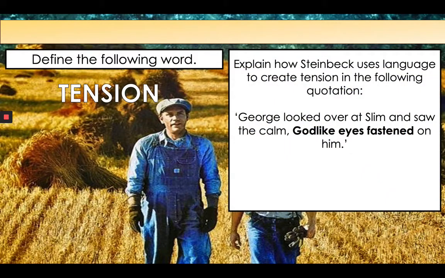So today we are going to be thinking about tension, and specifically how Steinbeck creates tension in chapter 3 of the novel. So first of all, I want you to think about what is tension? How would you define the word tension? So what I'd like you to do is pause the video and have a go at writing down in your exercise book what you understand the word tension to mean.